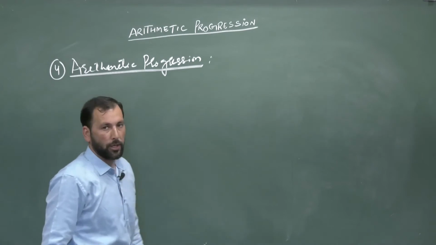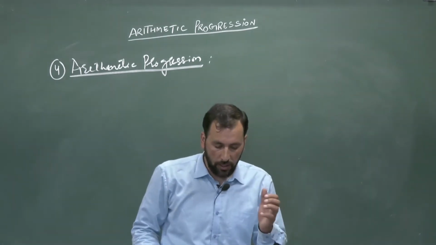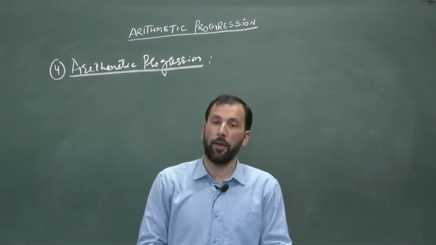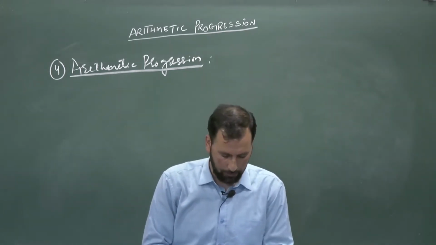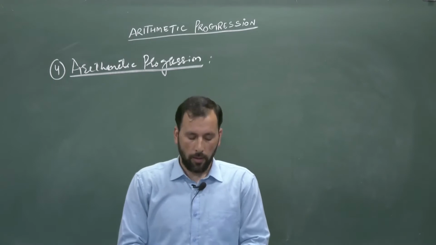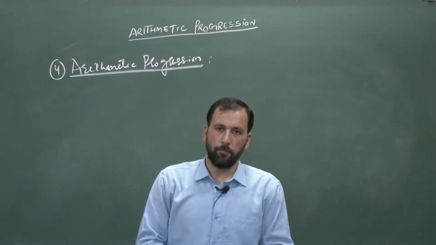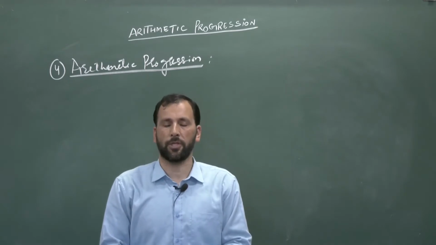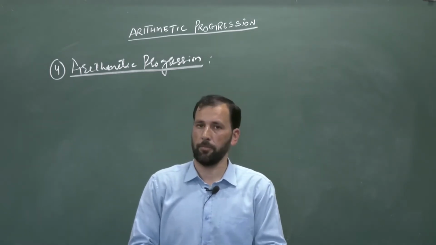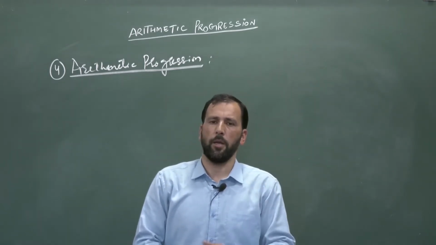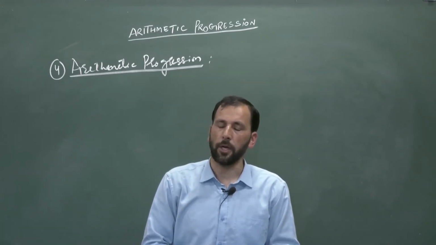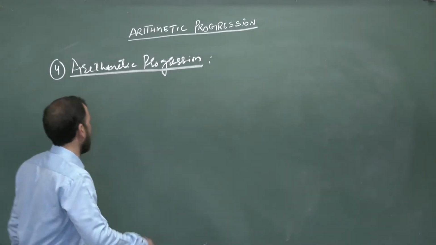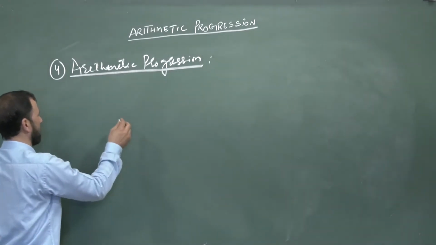So an arithmetic progression is a list of numbers in which each term is obtained by adding a fixed number to the preceding term, except the first term. And this fixed number is called the common difference, denoted by the letter D. So let us take some examples based on this arithmetic progression.